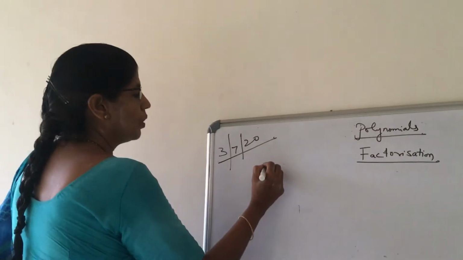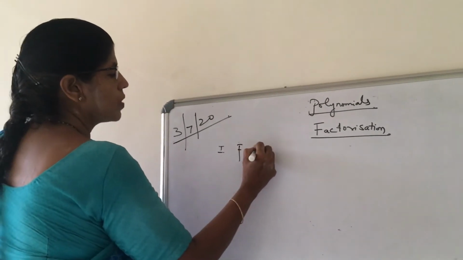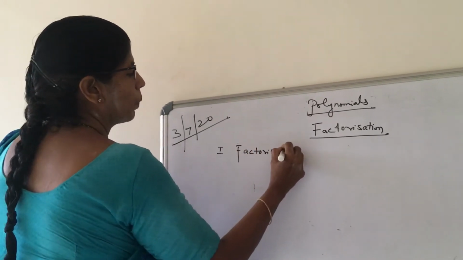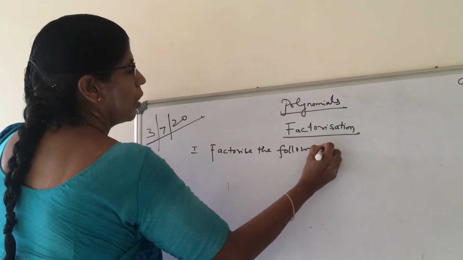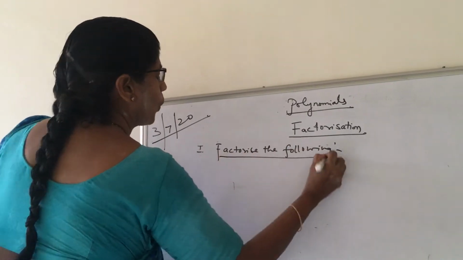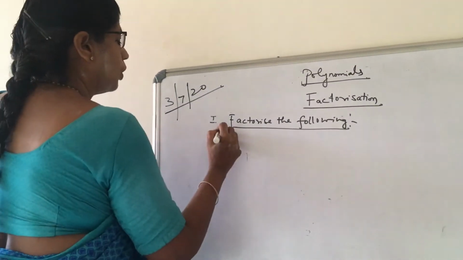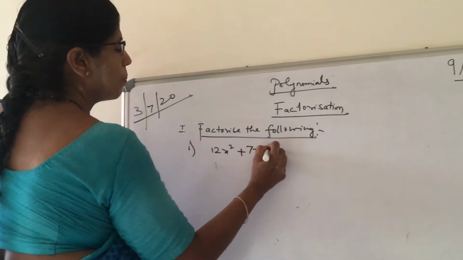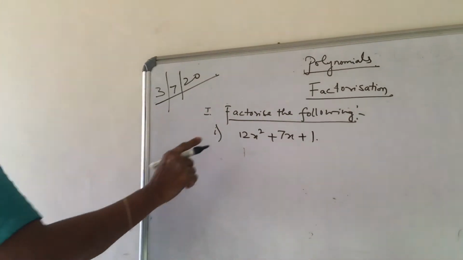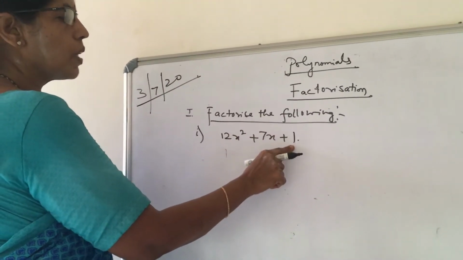Factorization. The first question for you is factorize the following. First question, children. 12x squared plus 7x plus 1.